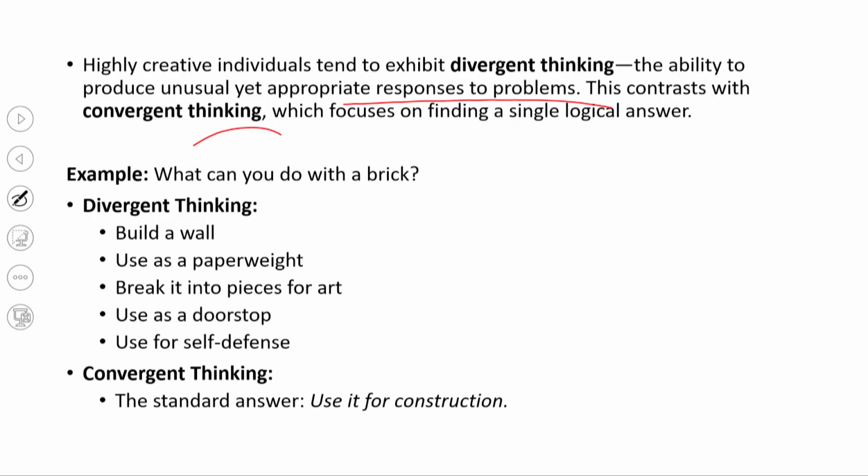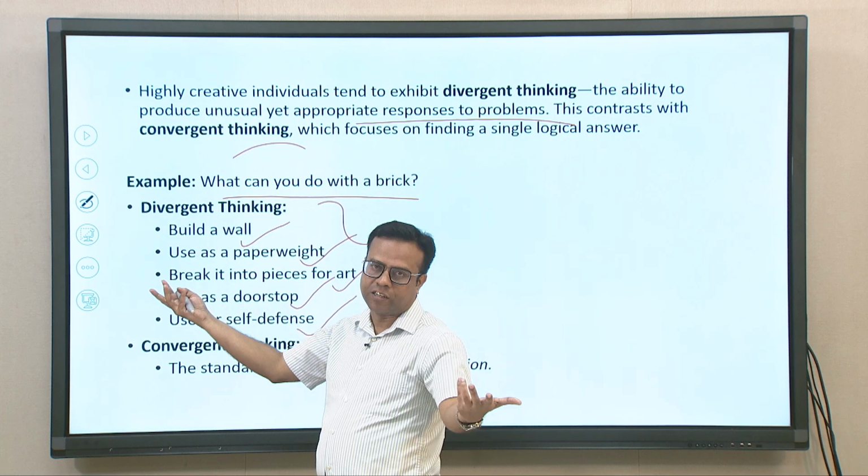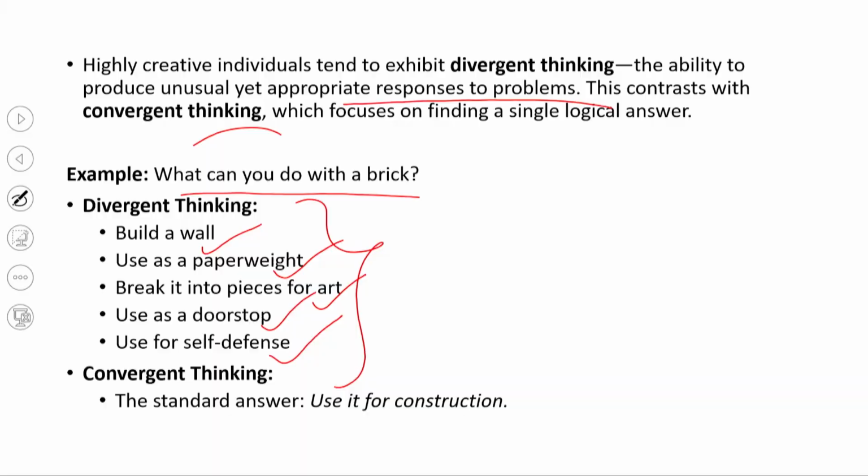Okay. For example, what can you do with a brick? I think we briefly touched upon that earlier. People with divergent thinking may give a variety of solutions. We can use a brick to build a wall, use it as a paperweight, break it into pieces for art, use it as a doorstop, use it for self-defense and so on. These are all examples of divergent thinking. Typically, a brick is not used for a lot of these things, but it can be used.